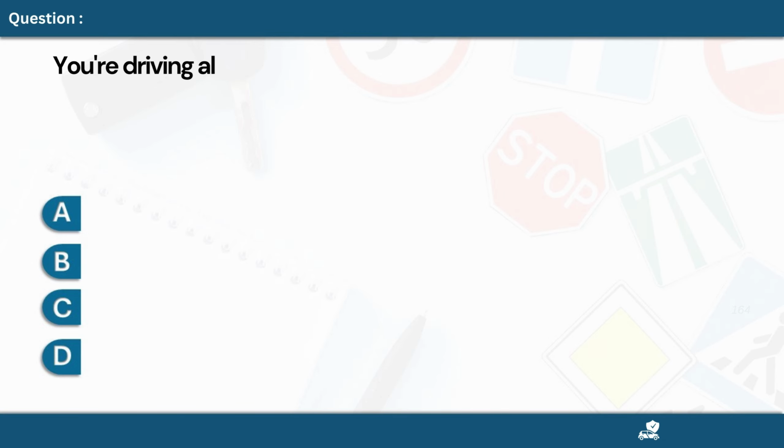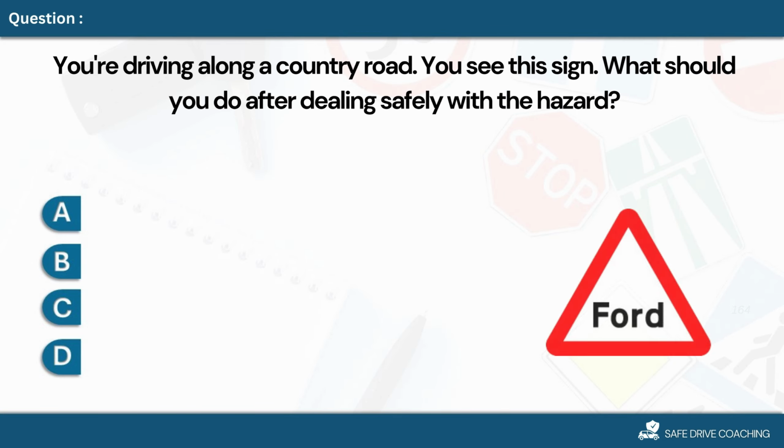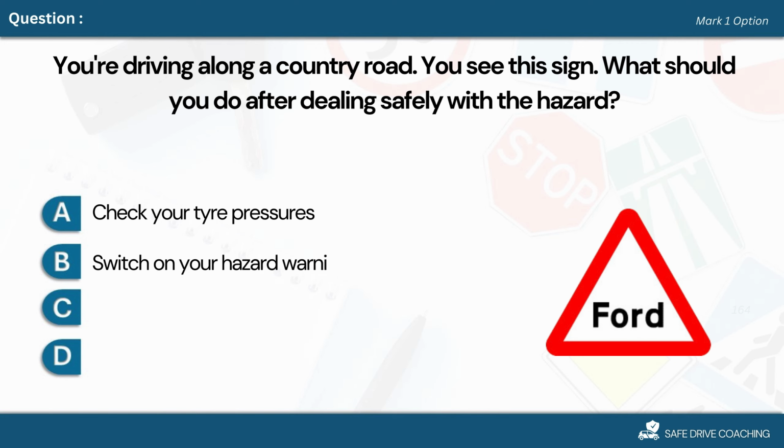You're driving along a country road. You see this sign. What should you do after dealing safely with the hazard? A. Check your tire pressures. B. Switch on your hazard warning lights. C. Accelerate briskly. D. Test your brakes.